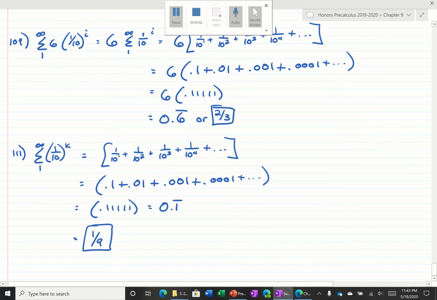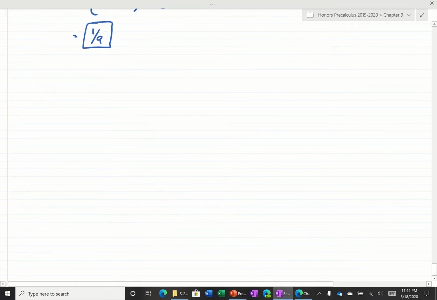Today we're going to pick back up and go a little bit deeper into what's called an arithmetic sequence. This is section 9.2.